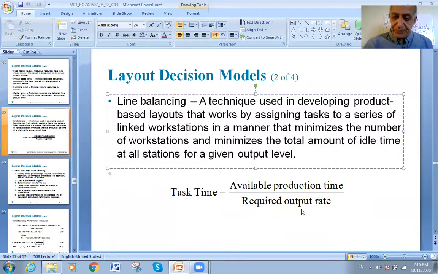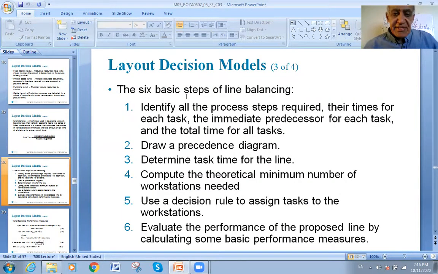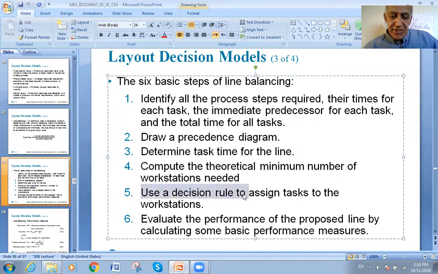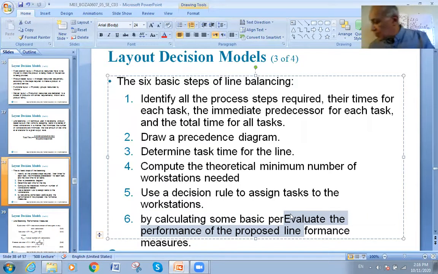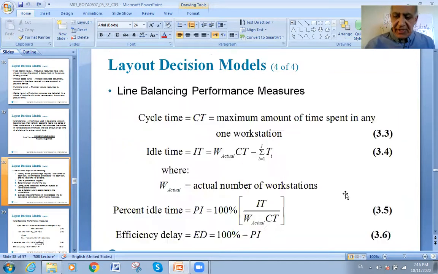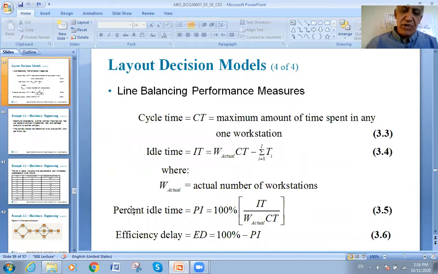Let's, as an example, we have here 6 basic steps for the modeling: identify the process steps required, draw the precedence diagram, determine task time for the line, compute the theoretical minimum number, use a decision rule to assign the workstations to have the number of workstations, evaluate the performance of the proposed line. Those are our 6 steps which we use for the layout decision. So this may be theoretical, but the most important thing is this model.